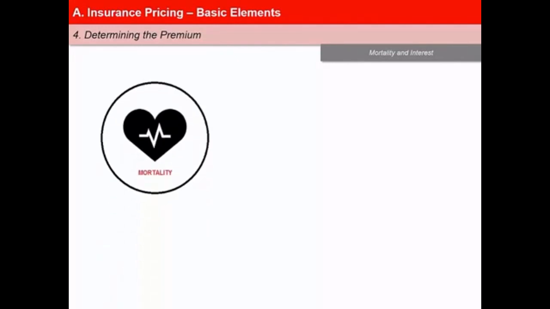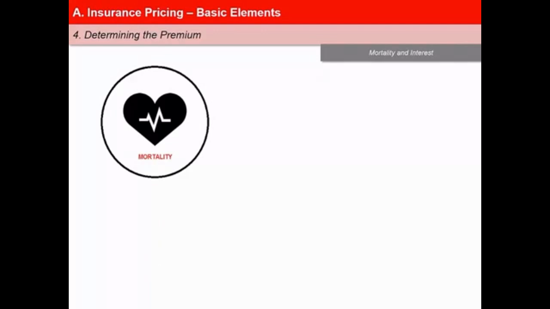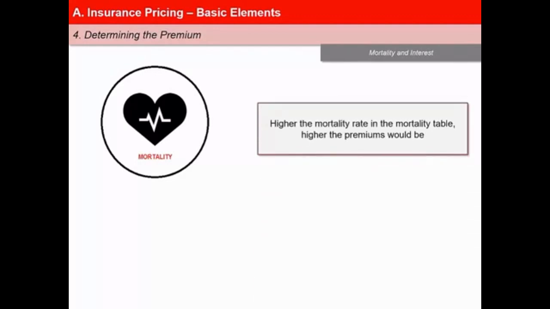Mortality is the first element required for calculating the premiums. It is the chance or likelihood that a person of a certain age would die during a given year. It is determined by using a mortality table which gives an estimate of the rate of mortality for different ages. The higher the mortality rate in the mortality table, the higher is the premium.